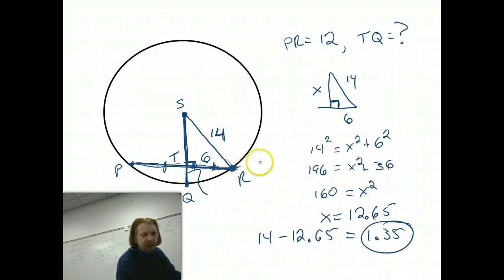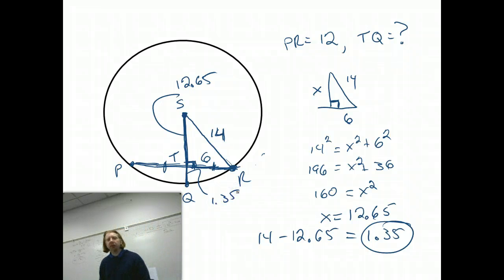This top piece right here, that's the 12.65. That little piece must be 1.35 in order to make the full 14 of the radius.